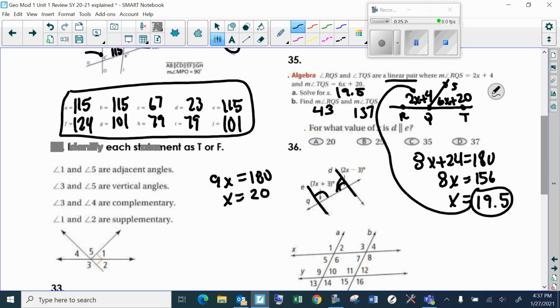If it does, then those two angles are supplementary, which means those two lines are parallel by the converse of the same side interior angles theorem, or converse of the consecutive interior angles theorem. Same thing. So x is 20 to make that happen.